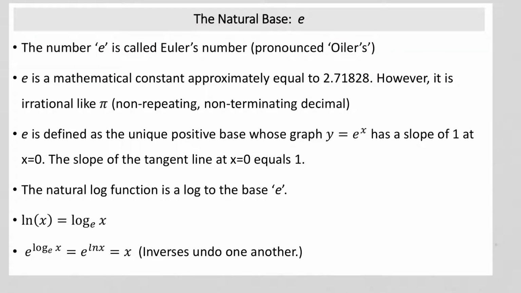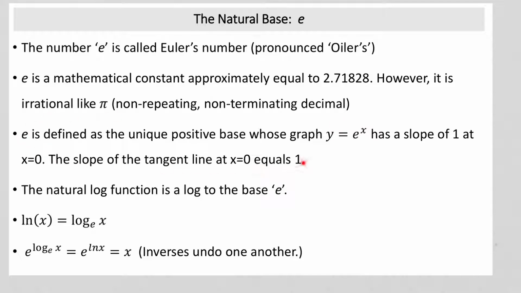In studying logarithmic and exponential equations, we encounter the natural base e. e is called Euler's number. e is a mathematical constant, which is approximately equal to this decimal number here. However, it's irrational, like another mathematical constant, pi, which means it's a non-repeating, non-terminating decimal number, a real number.